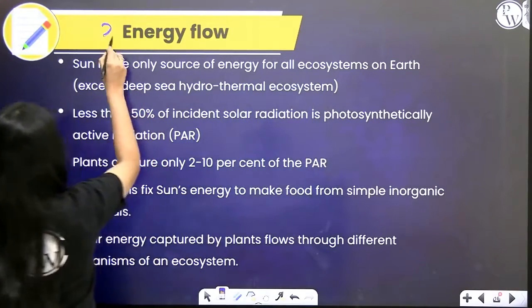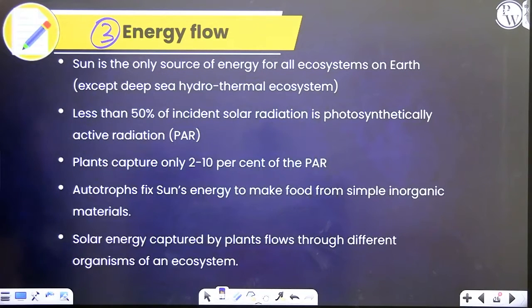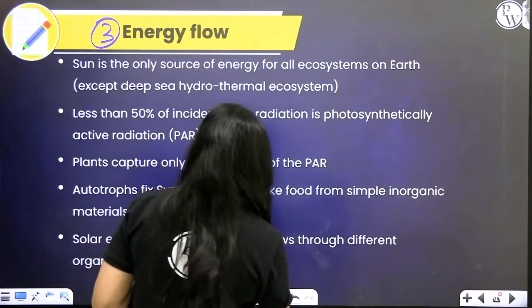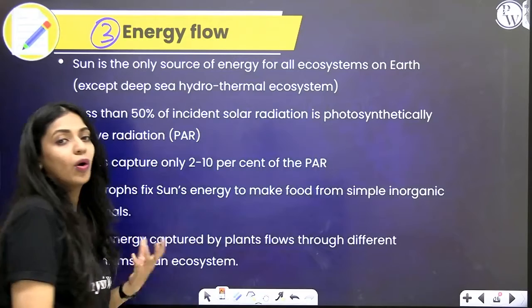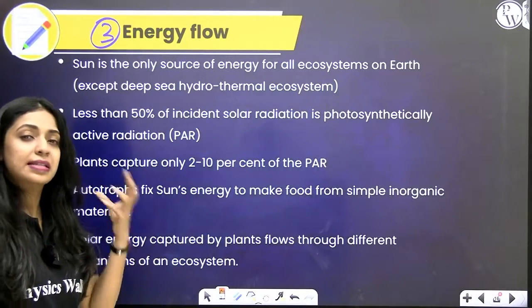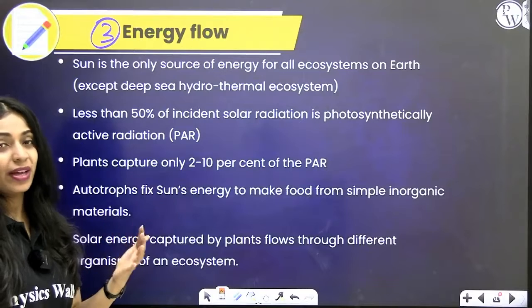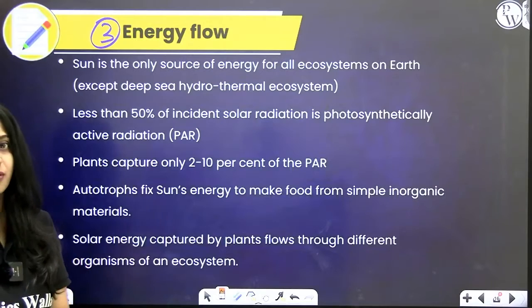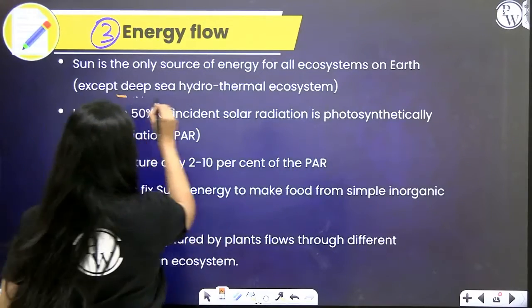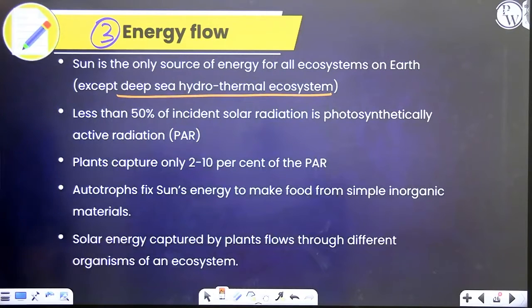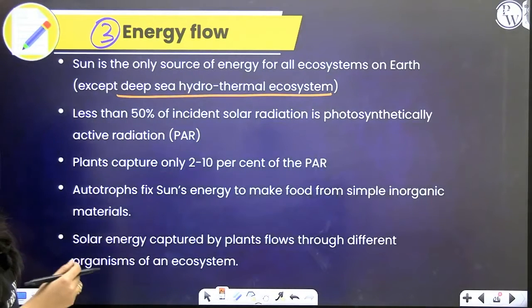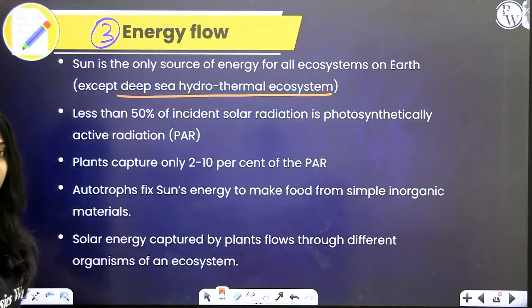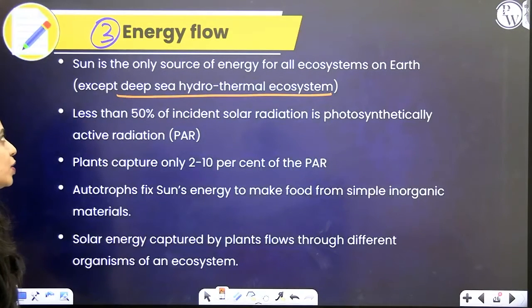third aspect, functional aspect, that is energy flow. Like I've been telling from the start, sun is the major source of energy for all the ecosystems on earth, except for certain very few ecosystems where sunlight does not penetrate at all, as in the case of very deep layers or regions in the ocean. For example, deep sea hydrothermal ecosystem, over there is no sign of sunlight. It's very dark areas except for those regions. In most other ecosystems, sun itself is the source of energy.